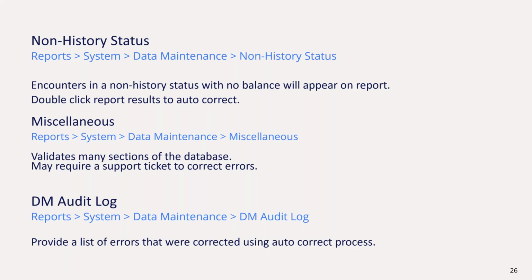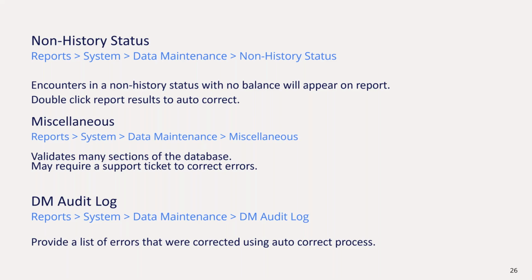The fifth report is the miscellaneous report, sometimes referred to as the data integrity report. This can be accessed from reports, system, data maintenance, miscellaneous. This report verifies many sections of the database for any internal errors. If there is data on the report, you can double-click the report to automatically correct the errors. For those that do not auto-correct, you will need to open a support ticket for assistance.